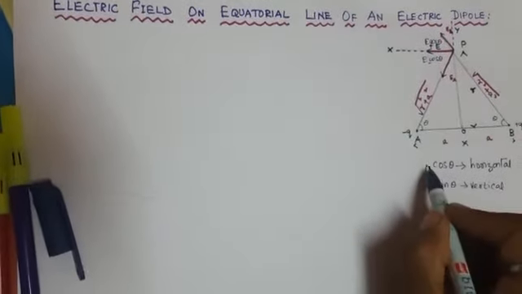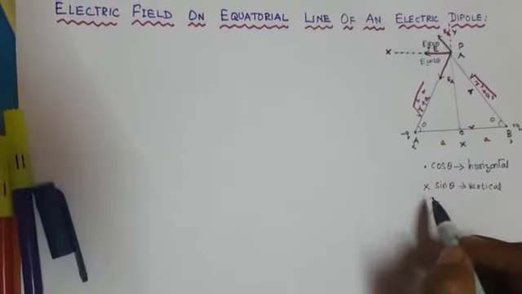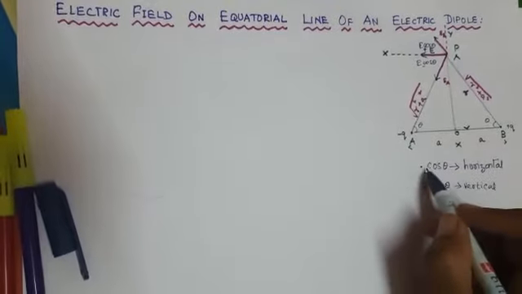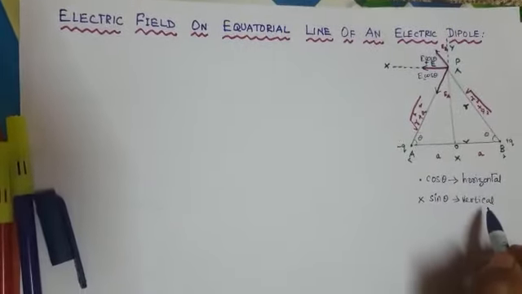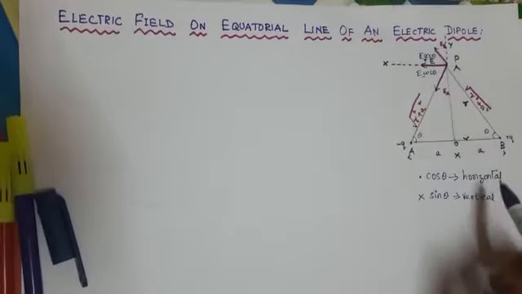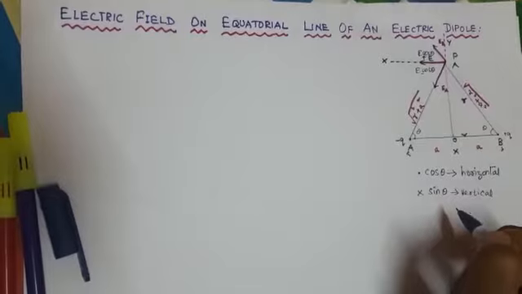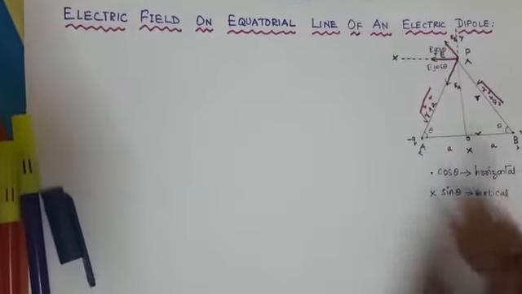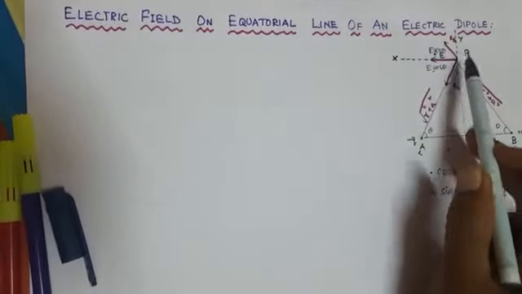So instead of dot, you can take cos theta; instead of cross, you can take sin theta. Cos theta is the horizontal component, sin theta is the vertical component. Don't forget this, because it will be used by first years as well as second years. Now, resolving into components, the perpendicular components are equal.